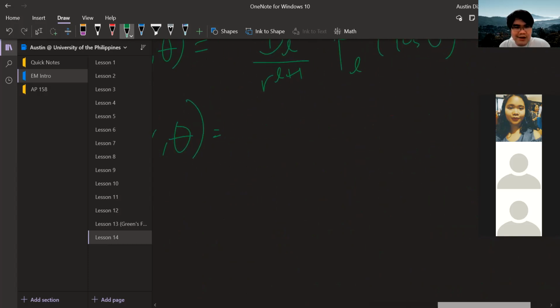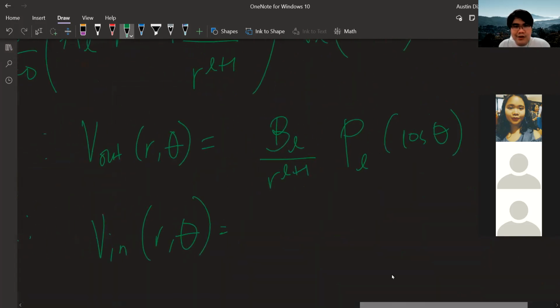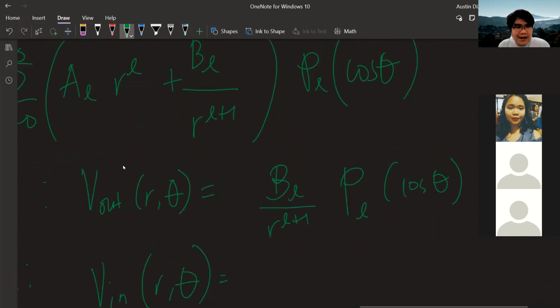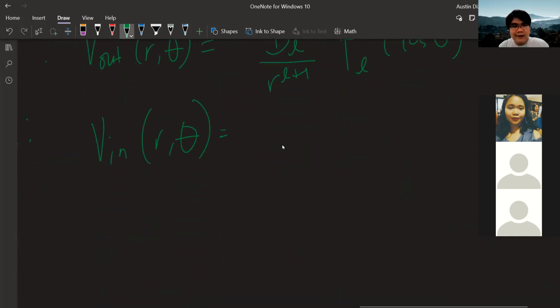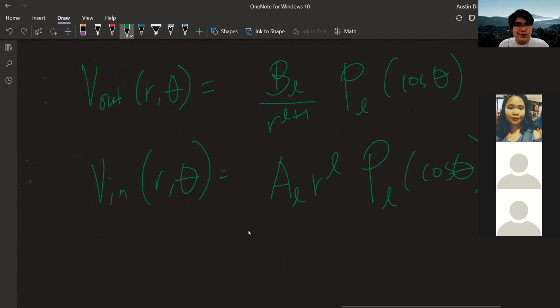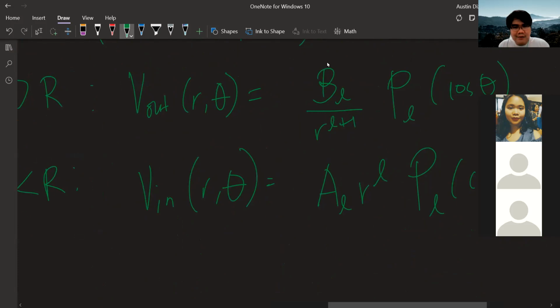So, nasa lesson 11 yun or 12 ba yun? Okay. Previous pa yun. Nandun yung bakit isang hinugot to. Okay? Sa inside, alam natin na dapat kapag R is 0, hindi magbo-blow up yung sagot mo. So, ito lang yung magsusurvive. Si AL, RL, PL cosine theta. Okay? Nice. Okay. So, may 2 solutions ka na. Kailangan mo gawin ngayon is kailangan mo ma-solve si AL at BL.